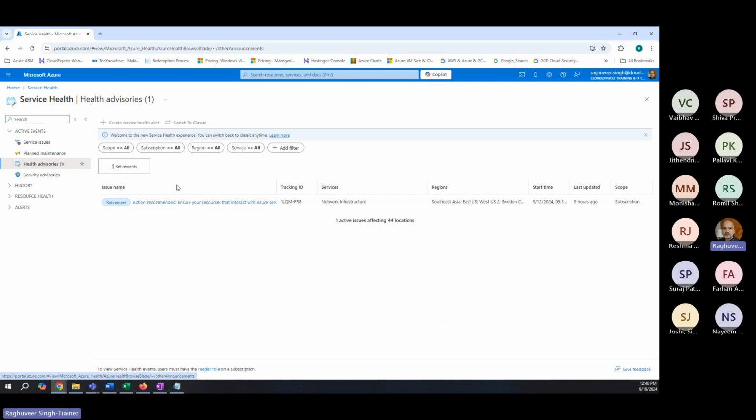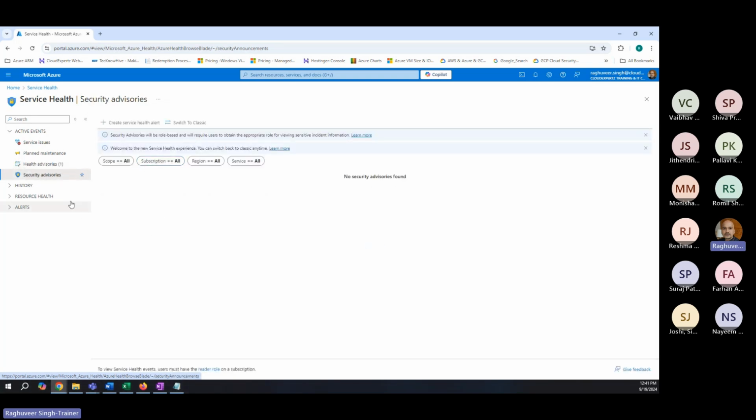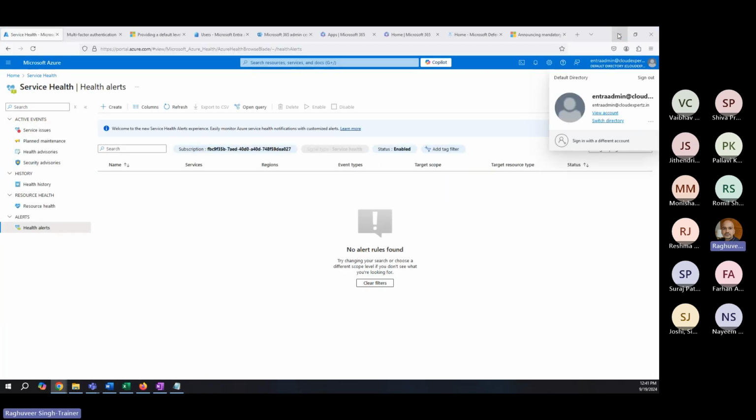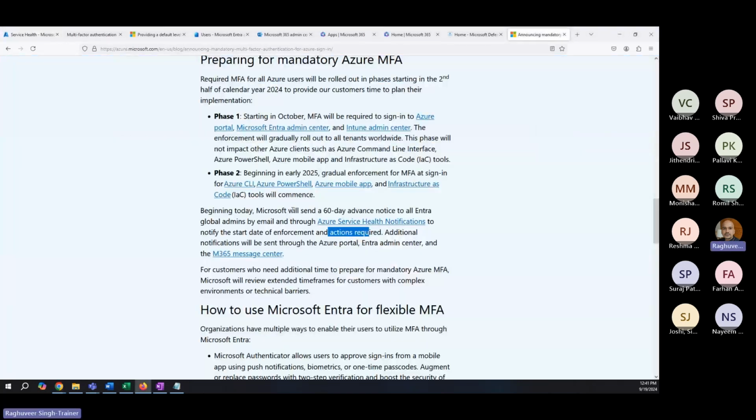You basically see the notifications which are specifically for you, and that could relate to other customers also. For example, I'm getting one notification with respect to a retirement here. So here you will see all the notifications with respect to anything that Microsoft is changing, in my case. Probably since the article says that they are doing it globally, it says that starting in October, MFA will be required to sign into all Azure portals.